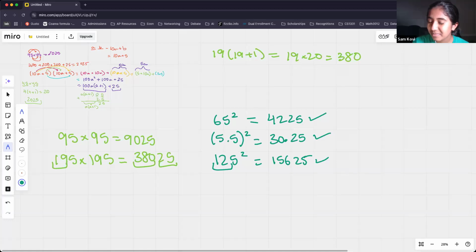So anytime there's a 5 at the end, there will always be a 25, even if the number's really big, there's always going to be a 25. Yes, that is correct. So anytime we're squaring a number with 5, we always end with a 25. That's absolutely correct. Awesome.